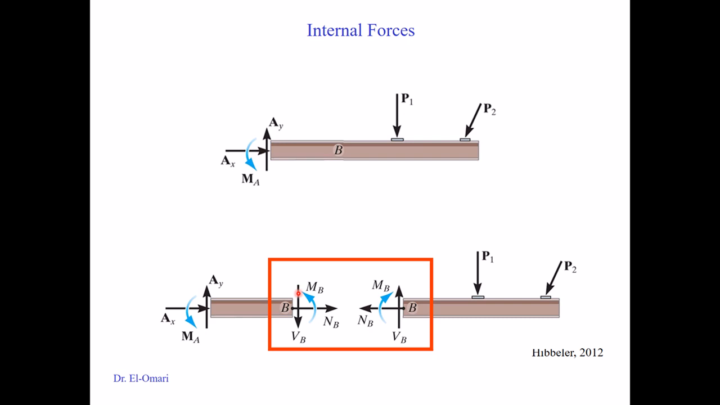These internal reactions are again composed of the shear force that is parallel to the cross section or perpendicular to the center line of the member, a normal force which is normal to the cross section or perpendicular to it, and a moment that rotates, whether it is clockwise or counterclockwise, depending on how the calculation shows you. When you cut through the member, you will see the same internal forces on both sides. They are equal but in opposite directions.